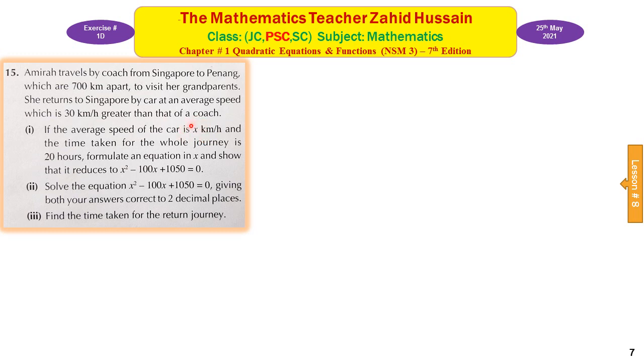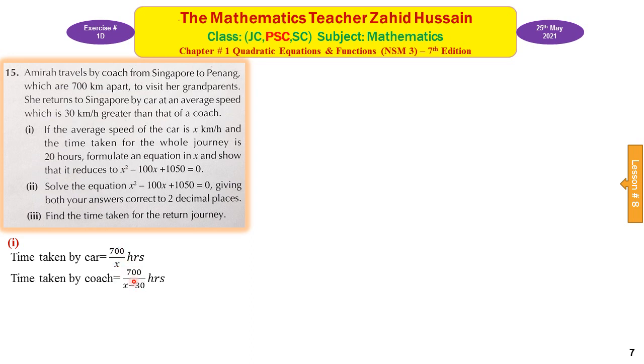If the speed of the car is x km per hour, then the speed of the coach is 30 km per hour less than this, meaning the speed of the coach will be x minus 30 km per hour, and the time taken for the whole journey is 20 hours. So we will find the time taken by the coach to cover 700 kilometer and the time taken by the car to cover 700 kilometer. Time taken by car is 700 over x hours, and time taken by the coach is 700 over the speed, which is 30 kilometer less than the speed of the car.